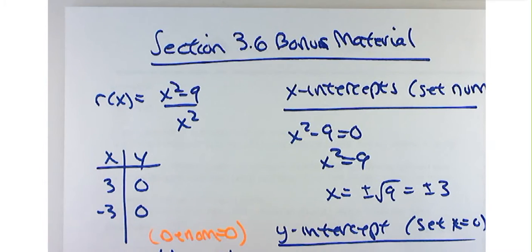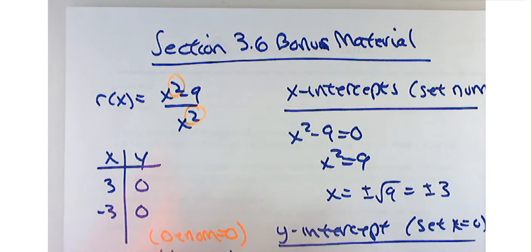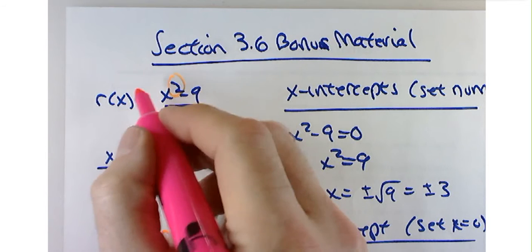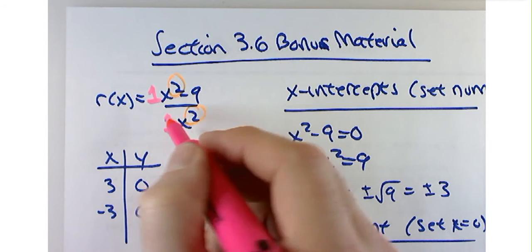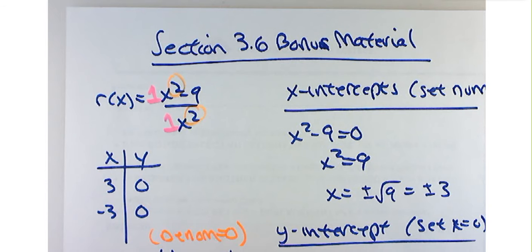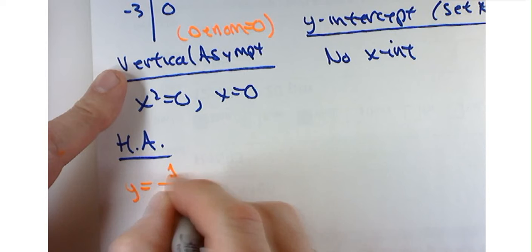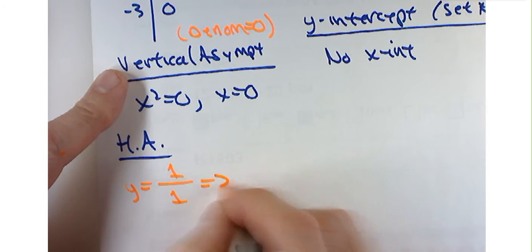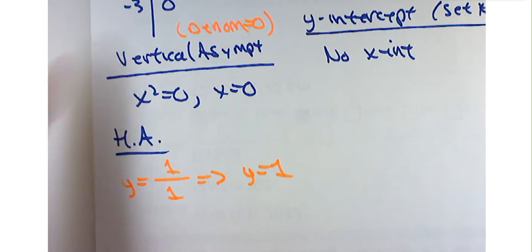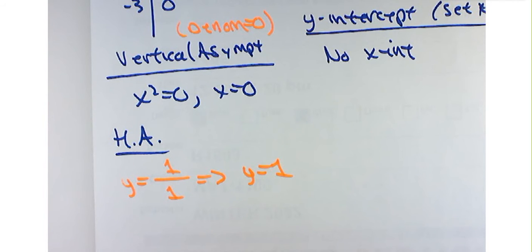We can actually calculate that very nicely because in this particular example, the degree in the numerator and the degree in the denominator are the same. That means that the horizontal asymptote is just the ratio of the leading coefficients. So a 1 and a 1 here. Okay. So our horizontal asymptote is the ratio of 1 over 1. Basically just y equals 1 is our horizontal asymptote.